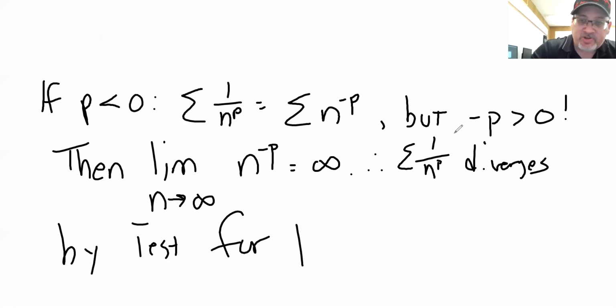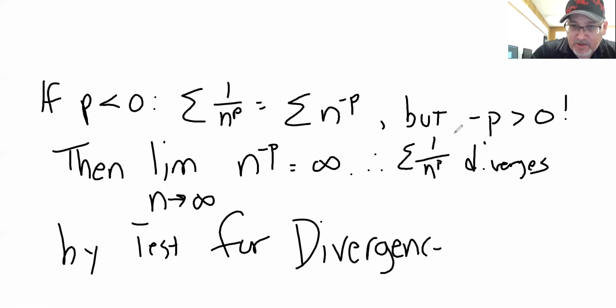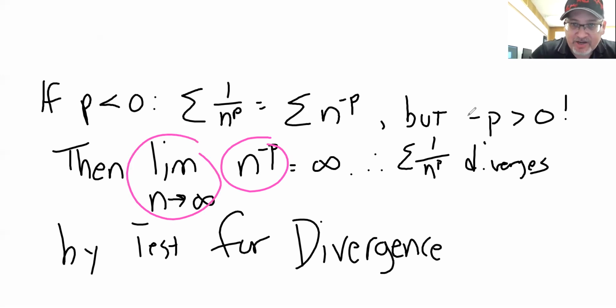Remember, the test for divergence says if the individual term limit, not the sum, does not go to 0, and this one clearly doesn't go to 0, it goes to infinity, then your series instantly diverges. End of story. So we already have a classification for p-series when p is negative. So let's talk about when it's positive.